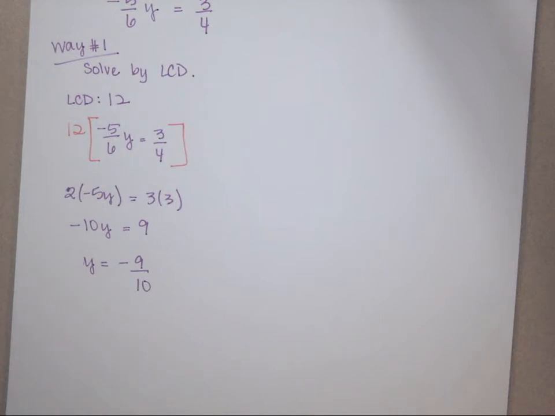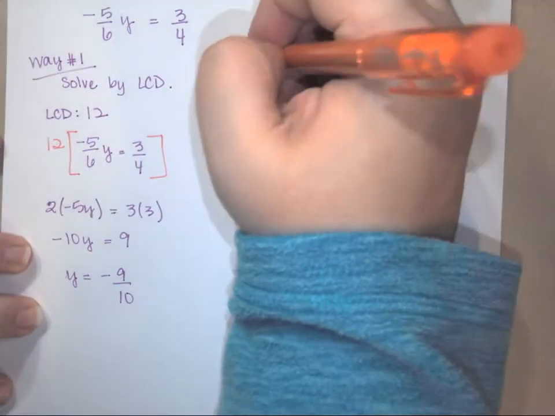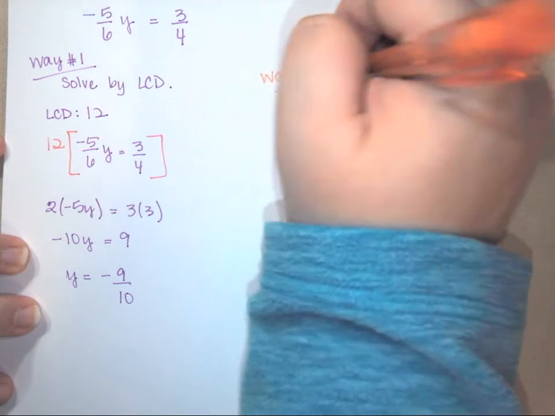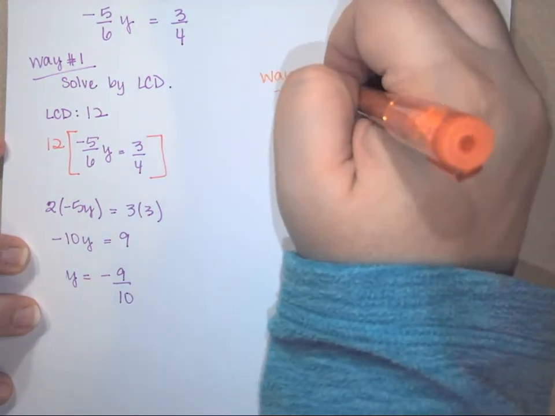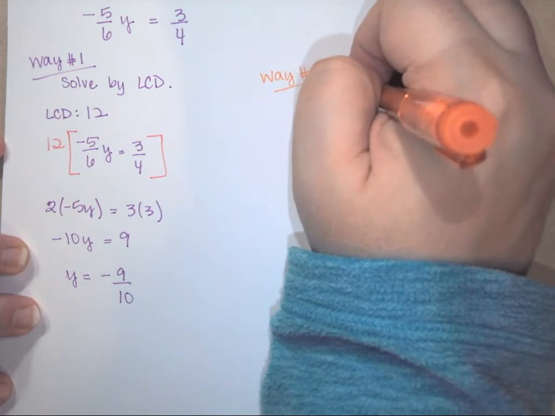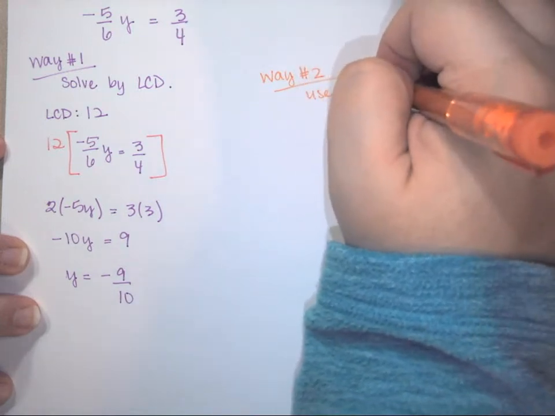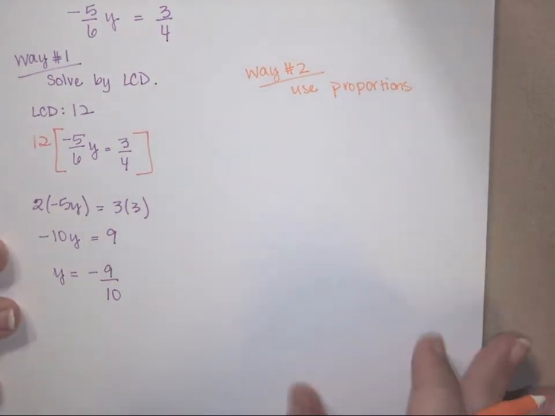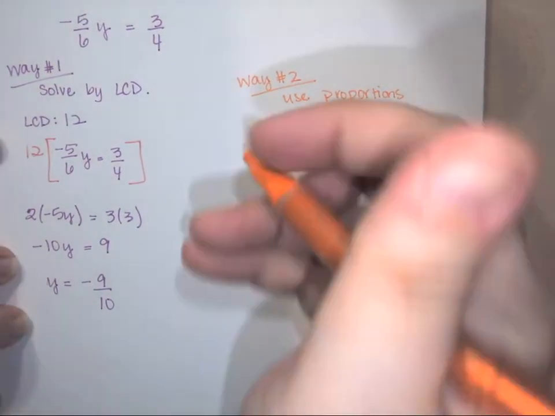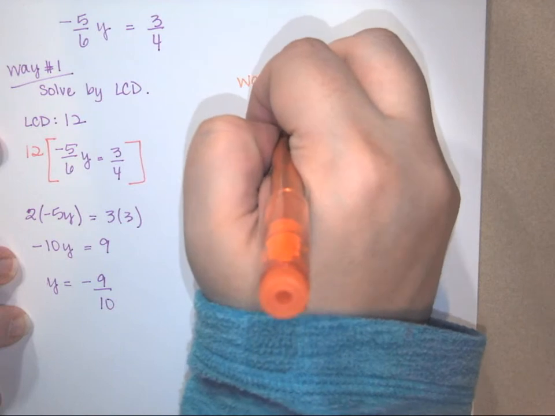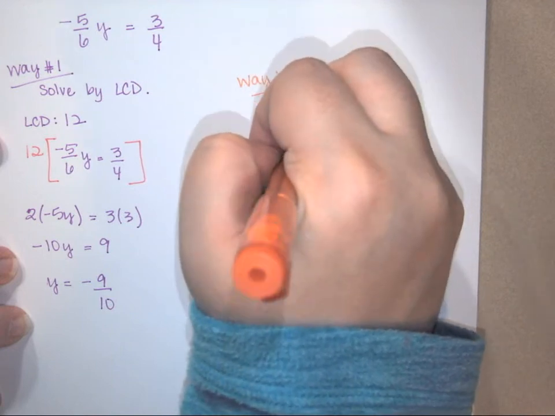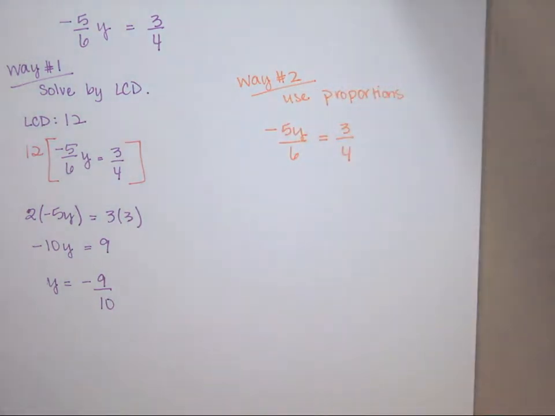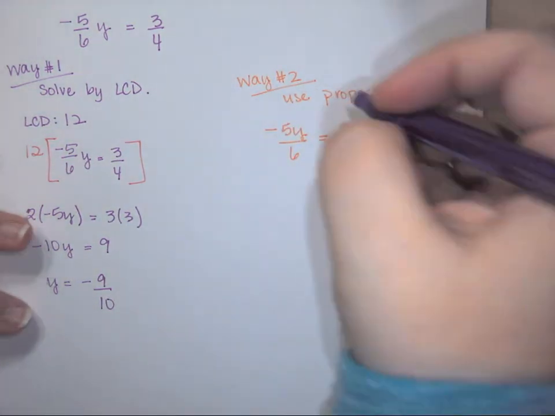Now let me go ahead and show you the second way. Way number 2 is going to use proportions. To use proportions, we are looking at the problem as negative 5y over 6 is equal to 3 over 4. And when we do that, we can do what's called cross multiply.